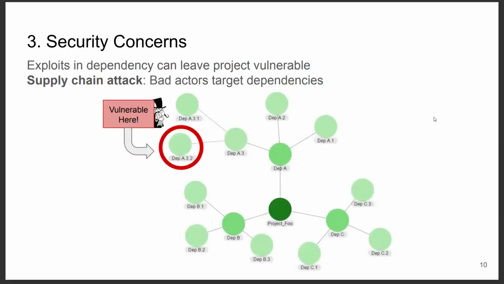Now, the second reason that you should care about what's in your project, this is probably arguably the more important one, at least in most of our minds, would be security concerns. If there's any kind of an exploit in any of your dependencies, could be a direct dependency, could be a transitive dependency, it doesn't matter.